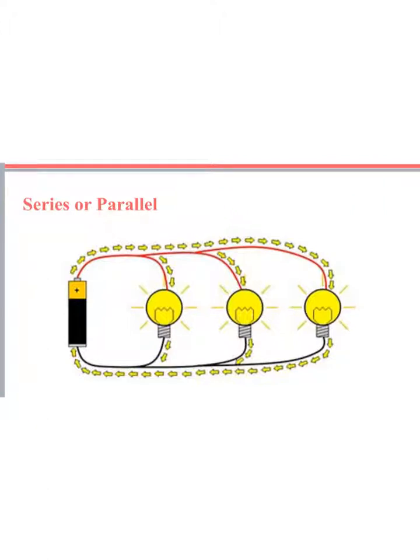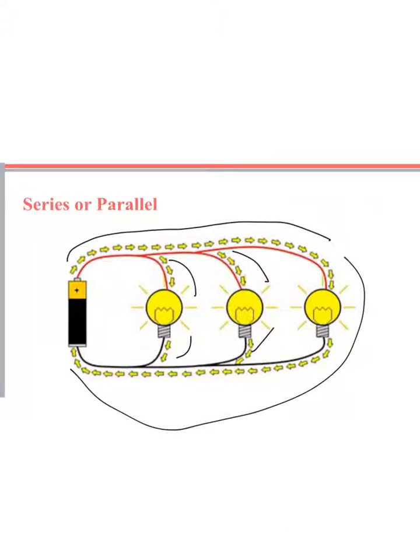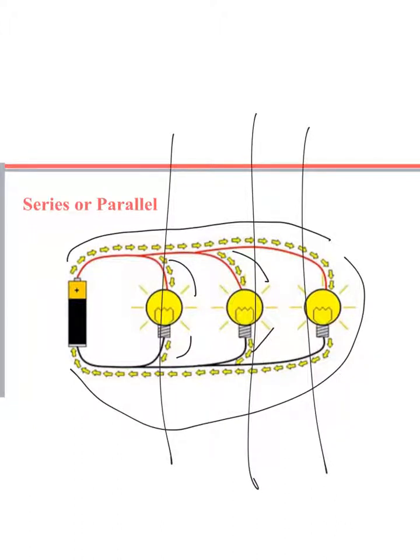So is this a series or a parallel circuit? Well, we can see the charge is able to go into different places, and therefore this is a parallel circuit. It also is super easy to notice because these light bulbs are parallel to each other.